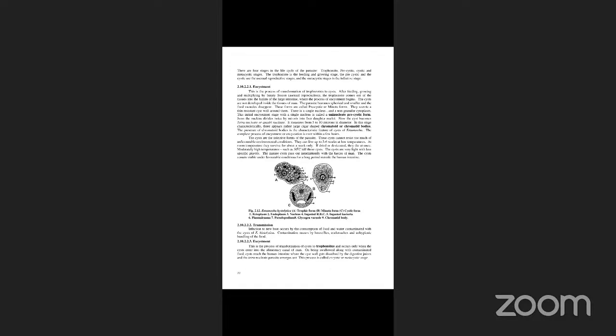So there are 4 stages in the life cycle of this parasite: trophozoite, precystic, cystic, and metacystic. So the trophozoite stage is the feeding and growing stage. Once it grows, then come the precystic and cystic forms. These are asexual stages. Once it enlarges, it grows, then it forms a cyst. Then finally, the infective stage.